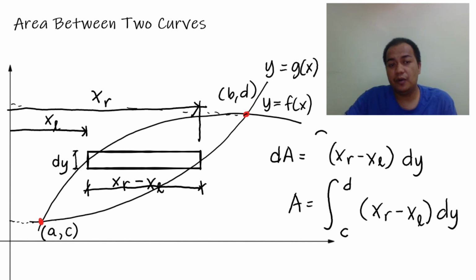Ito naman yung formula natin kapag horizontal yung rectangular element natin. Okay? So, we have two different cases, two different scenarios doon sa area between two curves. We shall illustrate itong mga ginawa natin sa mga examples na susunod, sa mga videos na susunod. Kapag may tanong kayo, you can always ask. Okay?